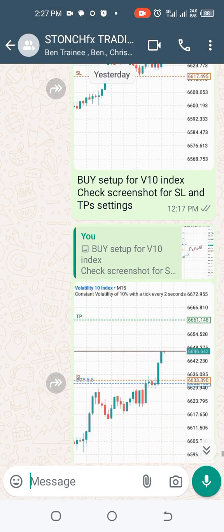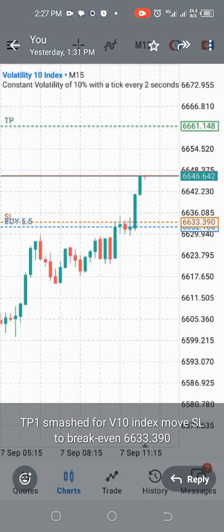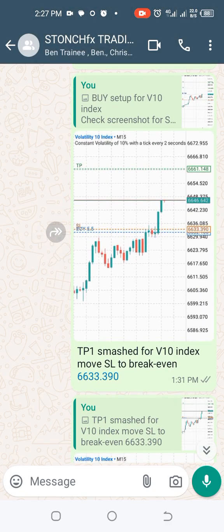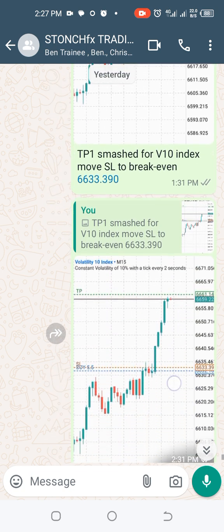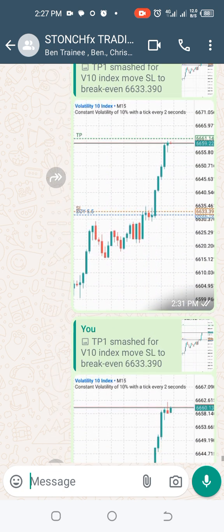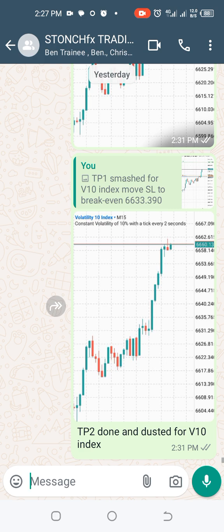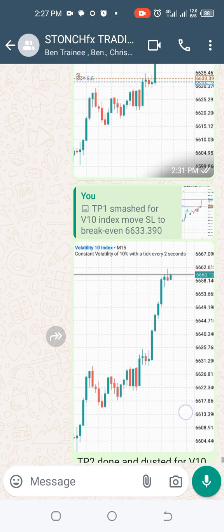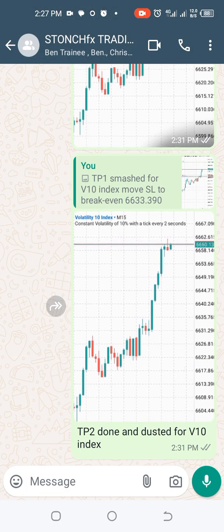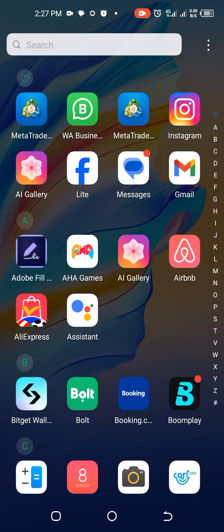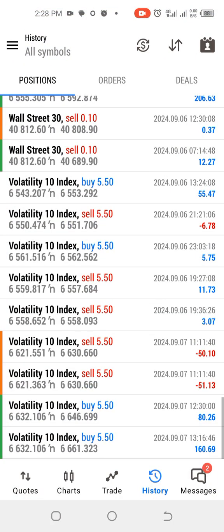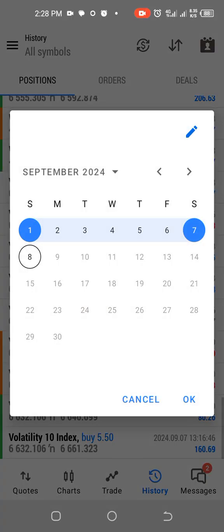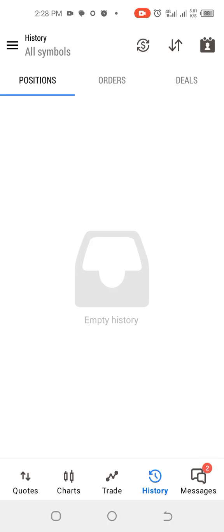Accordingly TP1 was smashed for V10 index. Move Excel to break even. And TP2 was also smashed accordingly. So these were the trades for last week. Today we've not taken any trades so far. Today is the eighth, no trade running yet.